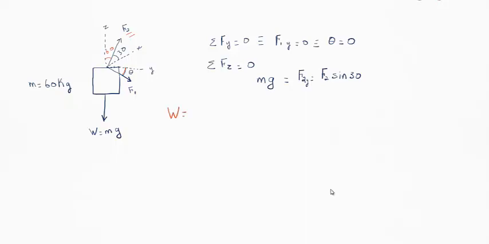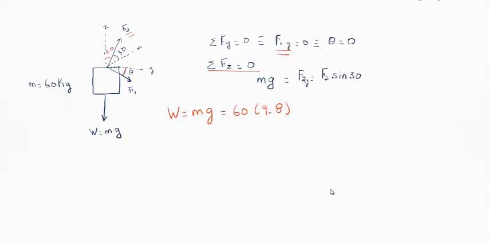Now already we know the weight is mg, which is 60 times 9.8. And now if we do the sum of the forces in the y direction, we know that this is equal to 0. Now we can right away see that the only force acting in the y direction is F1y. And we don't know theta, so if F1y equals 0, we don't have a force in the y direction, so theta equals 0.